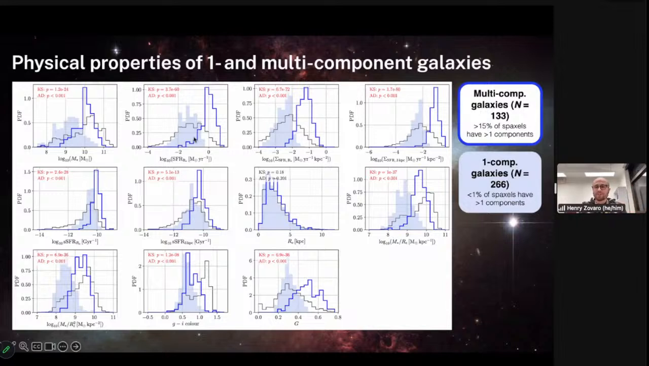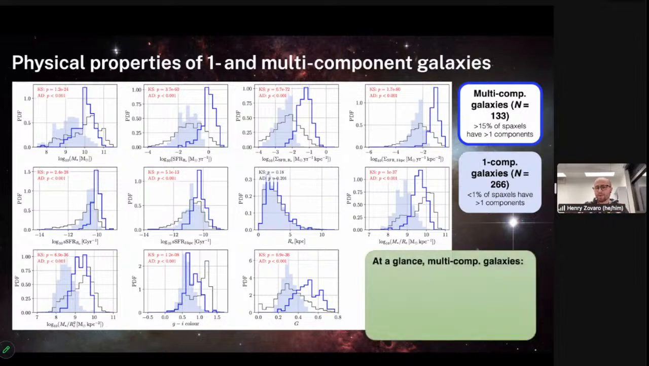In each of the subplots, the multi-component galaxies are represented by the dark outline histogram, the one-component galaxies are represented by the shaded blue, and the whole 3,000 galaxy sample of SAMI is represented by the black. That's the parent sample. At a glance, the multi-component galaxies are more massive, as you can see here. They have higher star formation rates, significantly higher star formation rate surface densities, regardless of which aperture you measure that in, and also higher specific star formation rates.